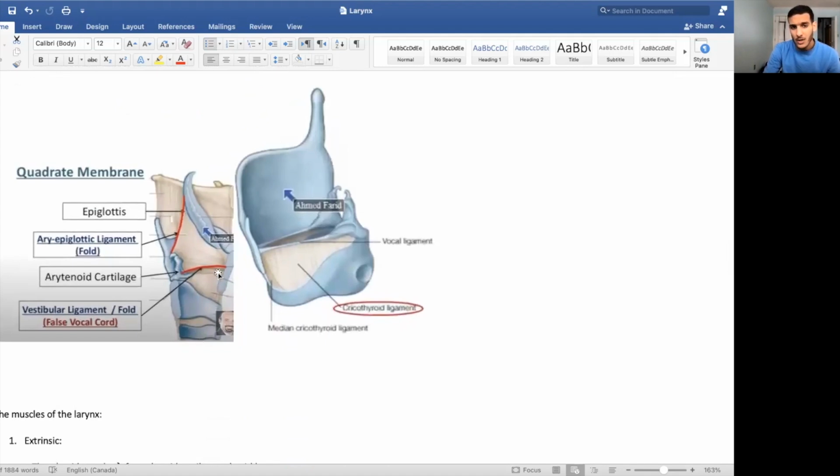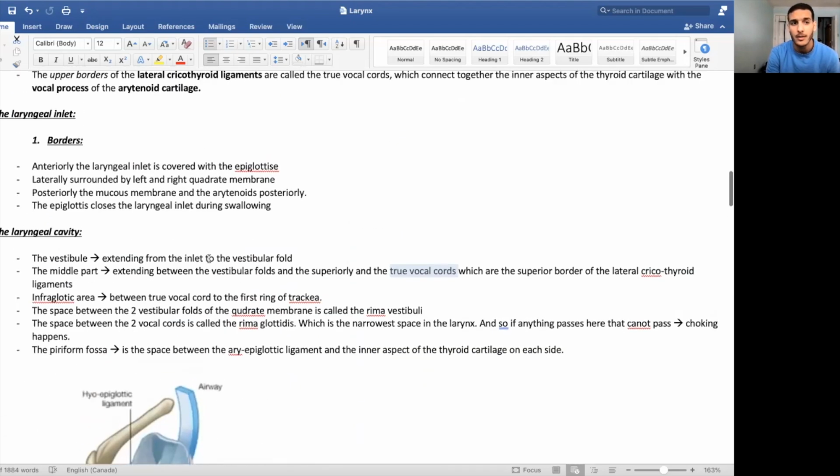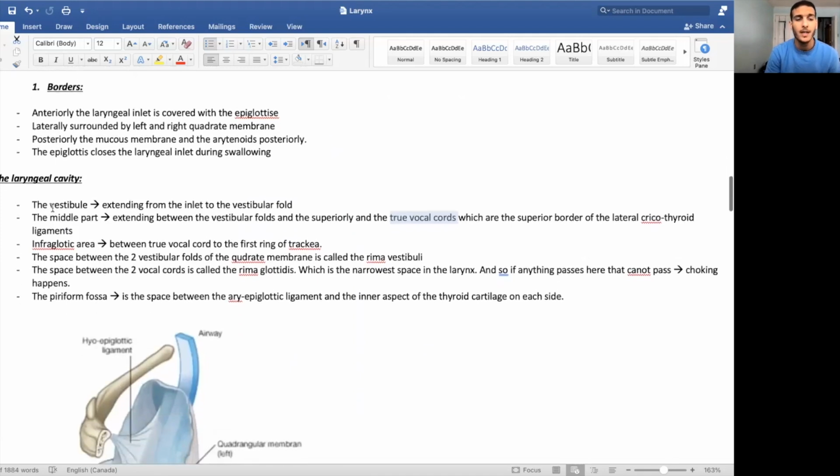So from here, that's the false vocal cord. No, we're not talking about that. We're talking about the true vocal cords from here to the first tracheal cartilage. That's the infraglottic area. Above the true vocal cords and below the false vocal cords, that's the middle part. And then above the false vocal cord to the laryngeal inlet, that's the vestibular part or the vestibule.